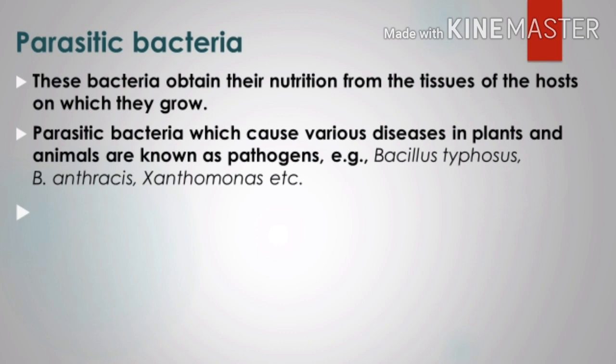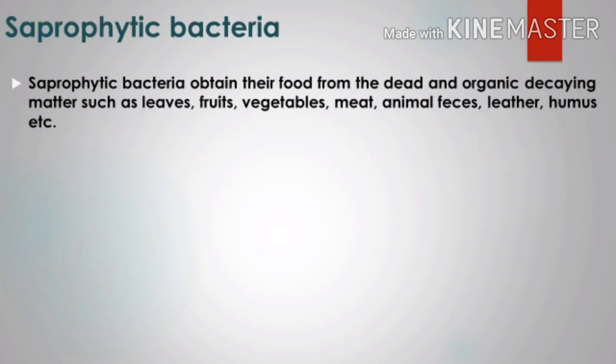These are the bacteria which are pathogenic. They live on the tissues of the host, and these parasitic bacteria which cause various diseases in plants and animals are known as pathogens. Examples of these parasitic bacteria are Bacillus thiophorus, Bacillus anthracis, Xanthomonas, etc. So these are the parasitic bacteria which live on other living host organisms and feed on them for their nutrition.